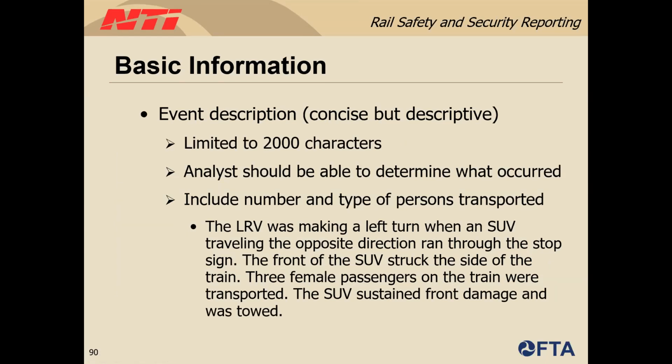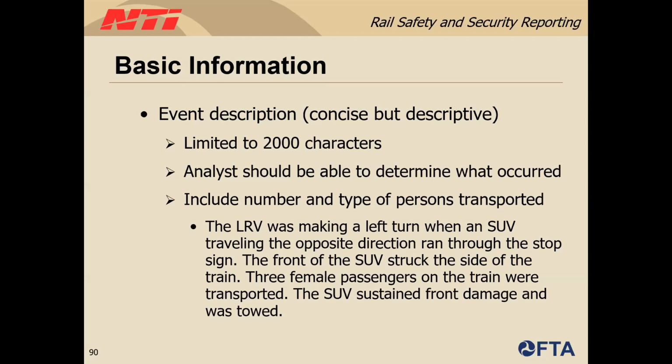The basic information screen also captures the event description, which is the most important piece of information that you can give us. This tells us, or should tell us, everything that we need to know about the event. There's a 2,000 character limit. If you exceed the 2,000 character limit, it's going to come up with a message and tell you that you've exceeded the limit. However, it doesn't tell you by how much. So now you're just going to have to edit your description a little bit so it's not just cutting it off.